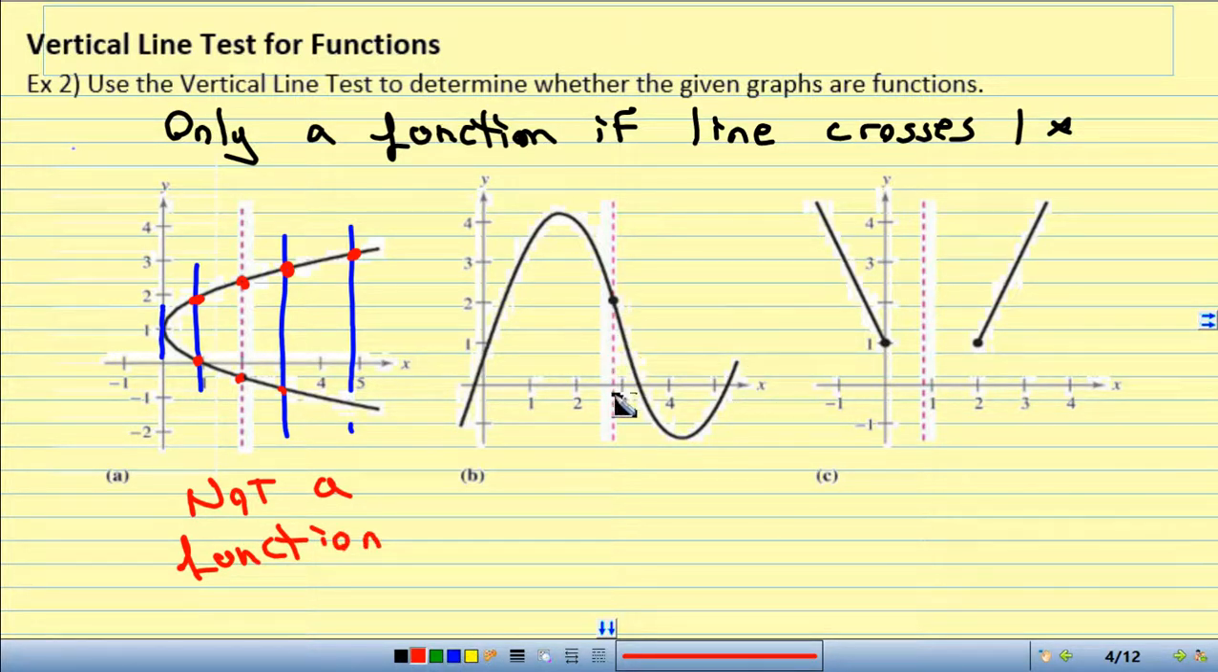Let's look at this one. Let's make more vertical lines because I like making vertical lines. All these vertical lines only cross the function once. Crosses the graph here, crosses here, crosses here, crosses here. Each line crosses the graph once. As a result, yes, it is a function.